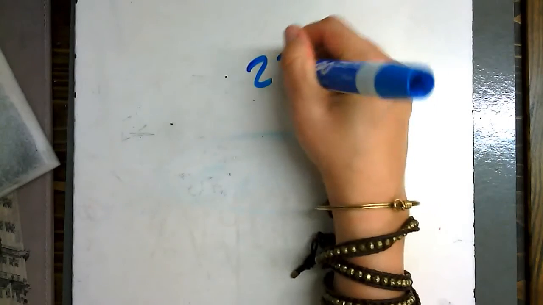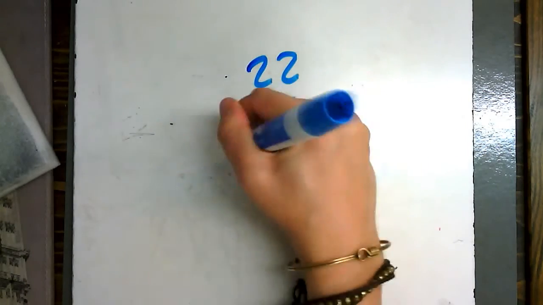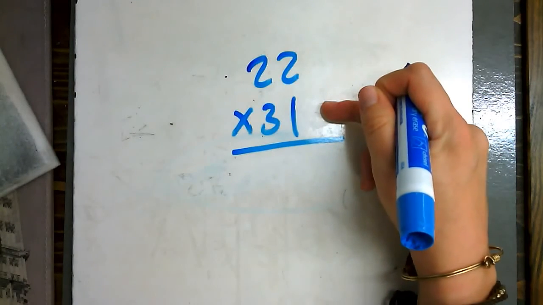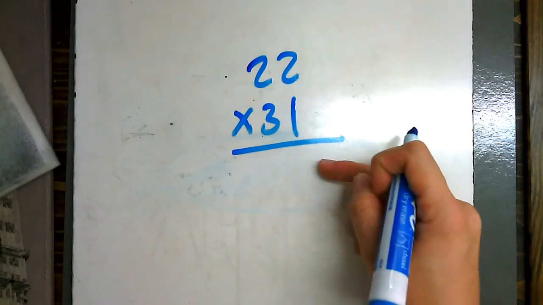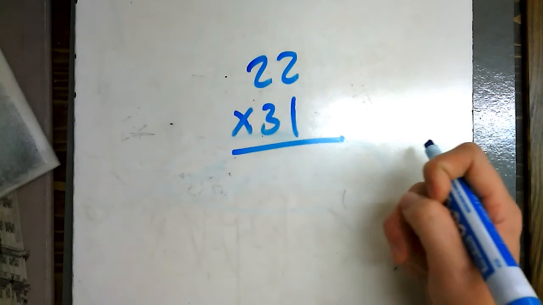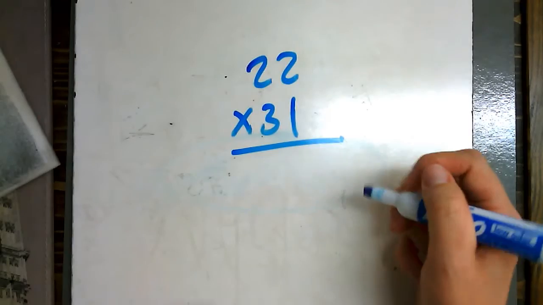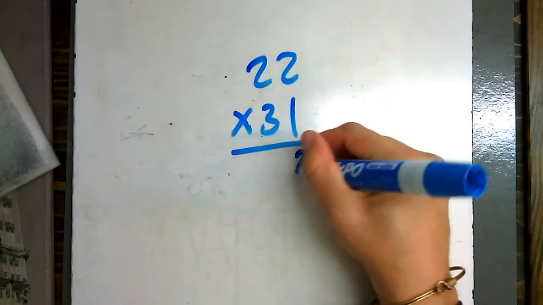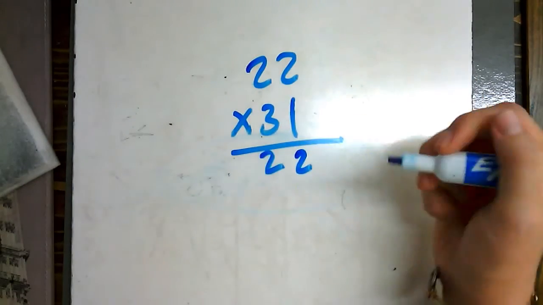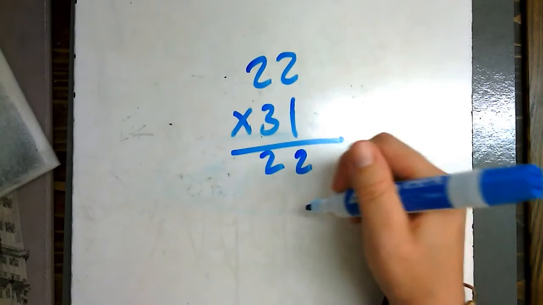Number 3 is 22 times 31. This is a 2-digit by 2-digit, so I do know that I'm going to have 2 lines of answers, which means I'm going to need to 0 and cross out. Here we go. 1 times 2 is 2, and 1 times 2 is 2. Well, that was easy peasy lemon squeezy. I love it. Let's keep going.